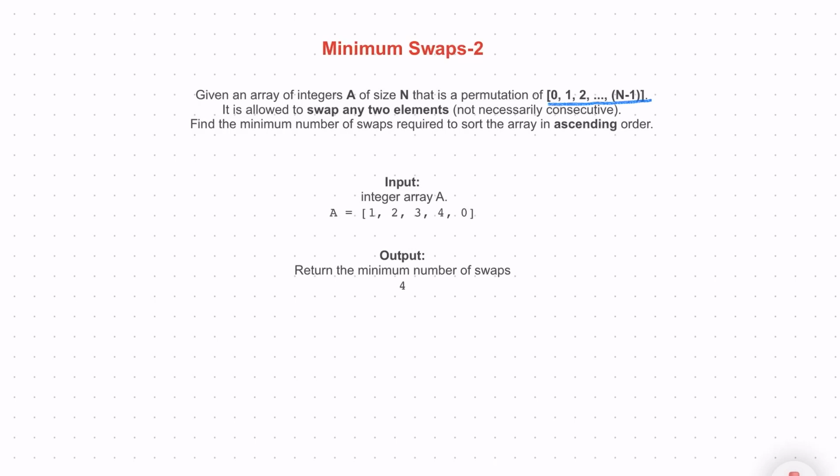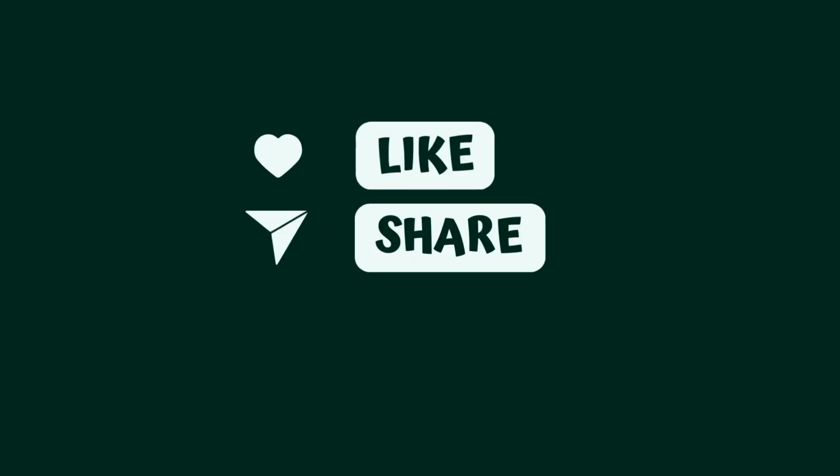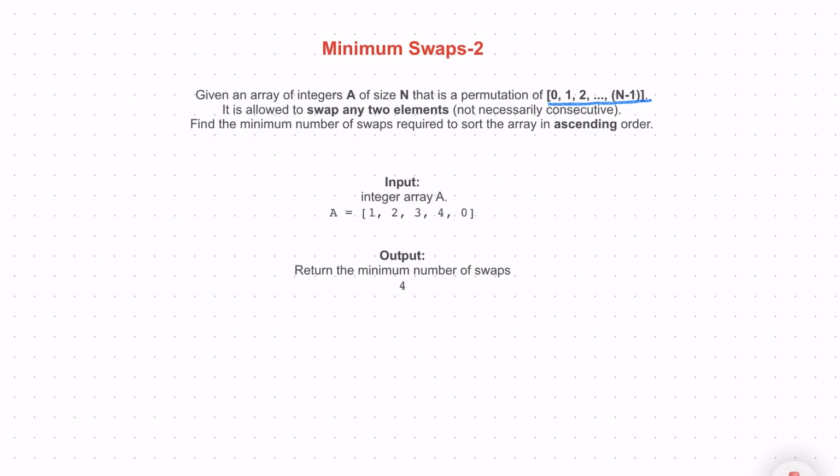Hi guys, so let's see another easy problem today, that is Minimum Swaps 2. Here you would be given an array of integers a of size n. This array will be holding the elements from 0 to n minus 1. You need to swap any two elements, not necessarily consecutive, and return the minimum number of swaps required to sort the array in ascending order.